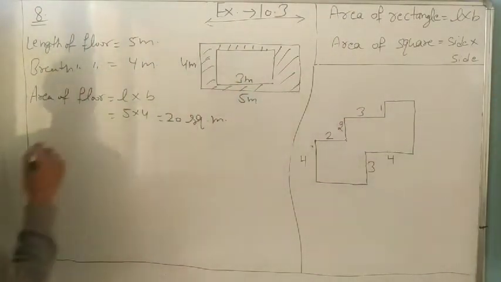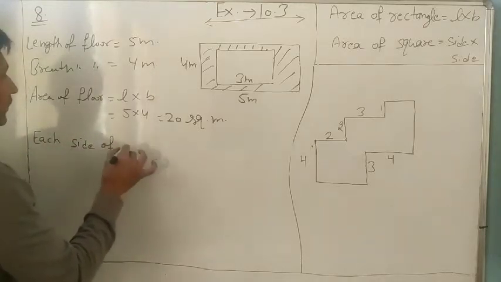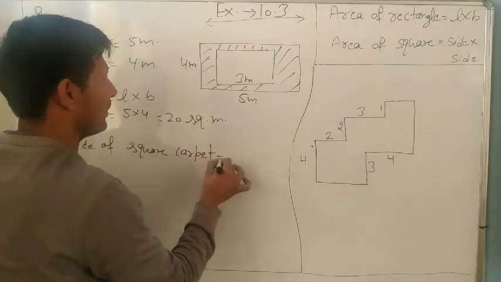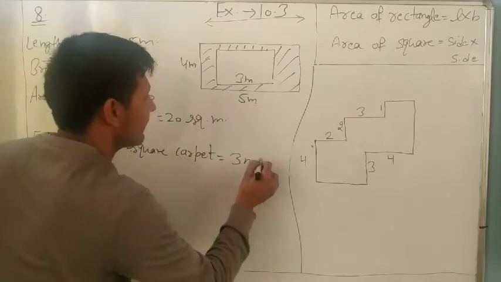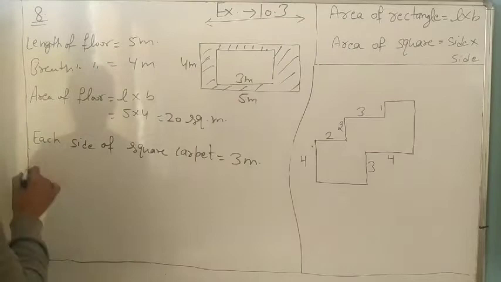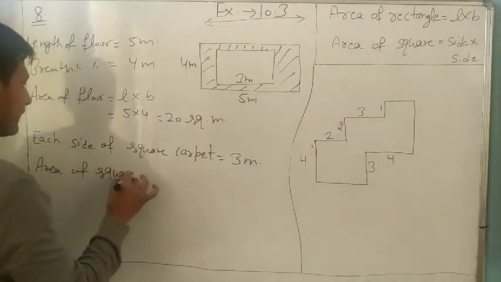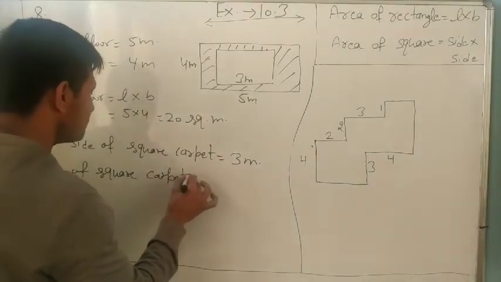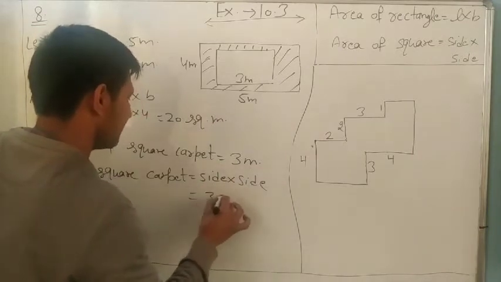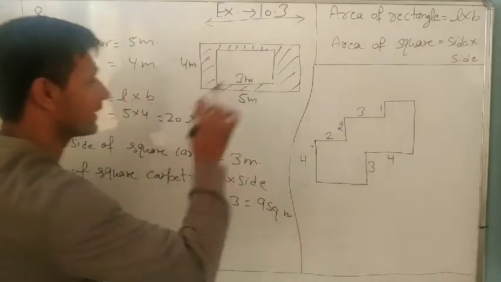Same as it is, the side of the square carpet: how much? The square carpet side is 3 meter. The area of a square is side multiply side. So we will write area of square carpet; always write the formula in the exam also. What is 3 multiply 3? 9 square meter.